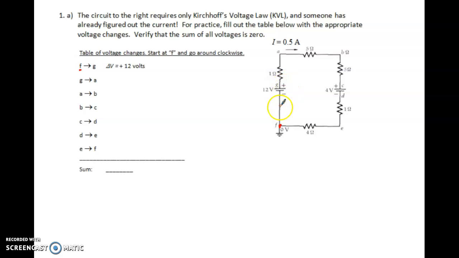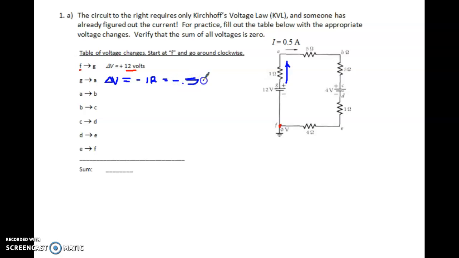As we go from F up here to G, we're crossing the battery, and you can already see that they've added in the 12 volts. What we want to do is figure out, as we go through each of the other elements, how much voltage change do you see? So let's do this together. From G to A, we're crossing a 1 ohm resistor. We know that we have ½ an amp. So the change of voltage here, it's a drop. So delta V for that resistor is a negative value. And what we do is we take the current I and multiply times R. In this case, we have minus 1 times 0.5. We have minus 0.5 volts.